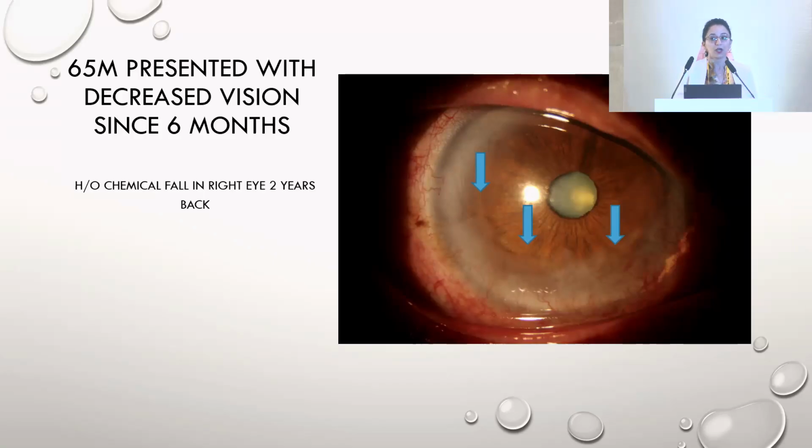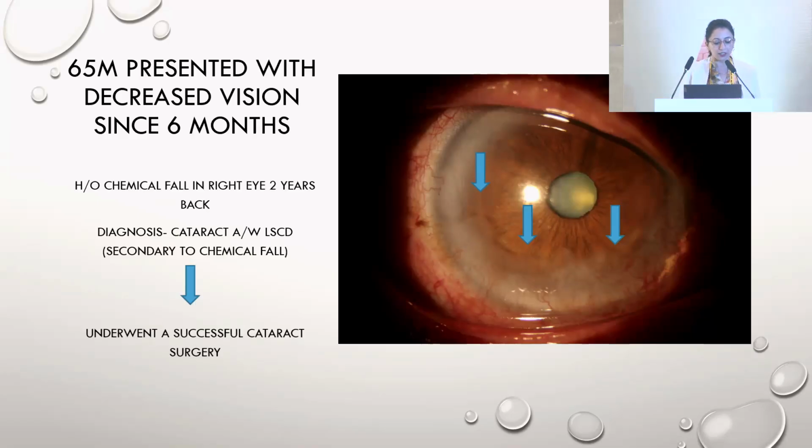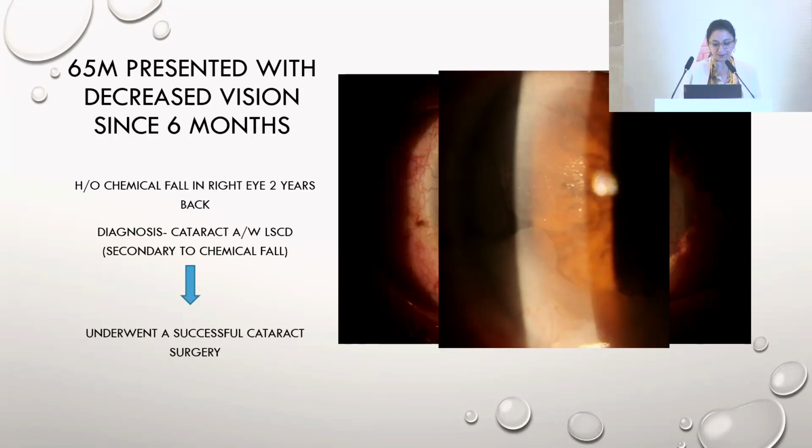He was into agriculture, so he said that some pesticide or something fell. So I corroborated that there was some limbal cell deficiency which might have happened. The diagnosis was cataract, and LSCD secondary to the chemical fall, and he underwent a successful cataract surgery. This is just to highlight what was there at the limbus.